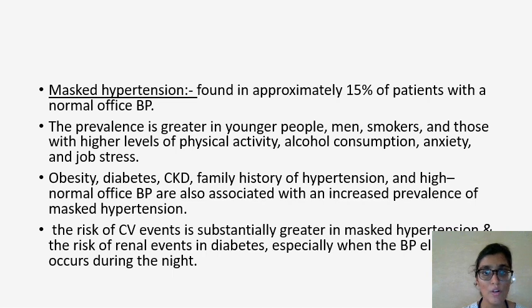Masked hypertension is found in approximately 15% of the patients with normal office BP. The prevalence is greater in younger people, men, smokers, and those with higher levels of physical activity, alcohol consumption, anxiety and job stress. Obesity, diabetes, CKD, family history of hypertension, and high normal office BP are associated with increased prevalence of masked hypertension. The risk of cardiovascular events is systematically greater in masked hypertension, and the risk of renal events and diabetes, especially when the BP elevation occurs during night.